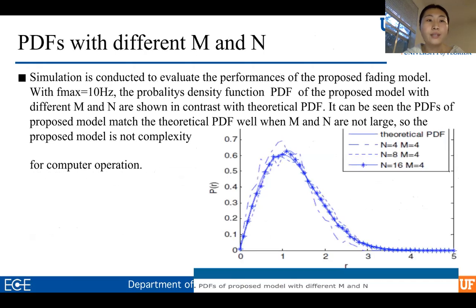So let's continue and look at the simulation. The PDF is shown for different M and N. The simulation is conducted to evaluate the performance of the proposed fading model with f max equal to 10 Hertz. The probability density function, that is the PDF, of the proposed model with different M and N is shown in contrast with the theoretical PDF. It can be seen that the PDF of the proposed model matches the theoretical PDF very well even when M and N are not large. So the proposed model is not complex for computer operation.